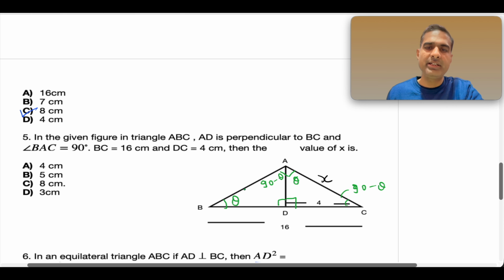So in this way we can see that in triangles ABC, ABD and ADC, all the angles are theta, 90 minus theta and 90 degrees. So we can say that all these three triangles are similar to each other. Now depending on this, we will use the information to find out the value of x, that is AC.